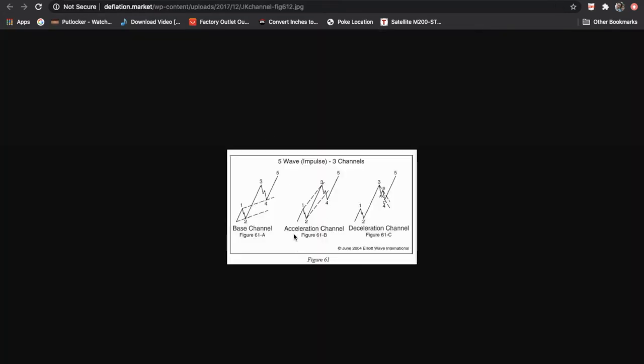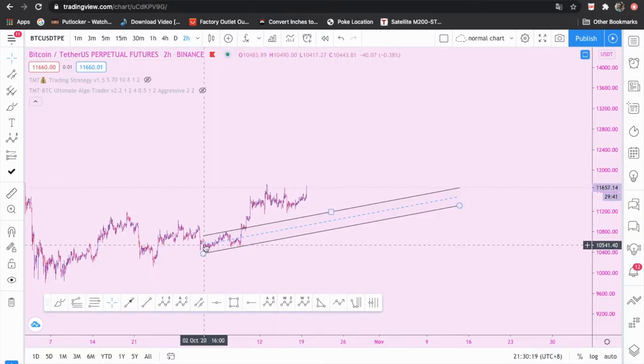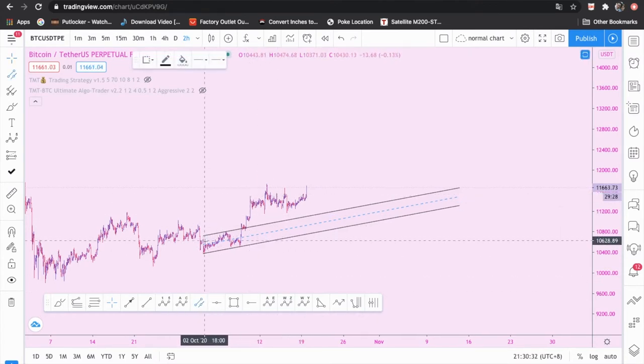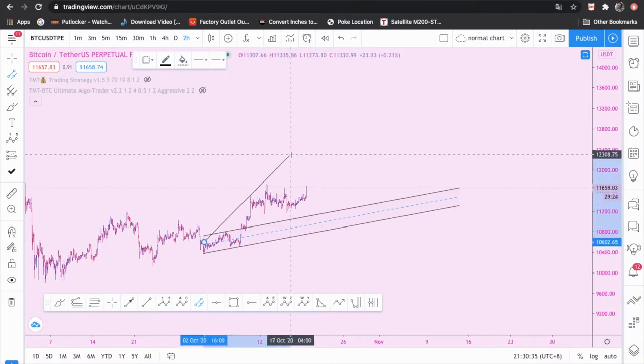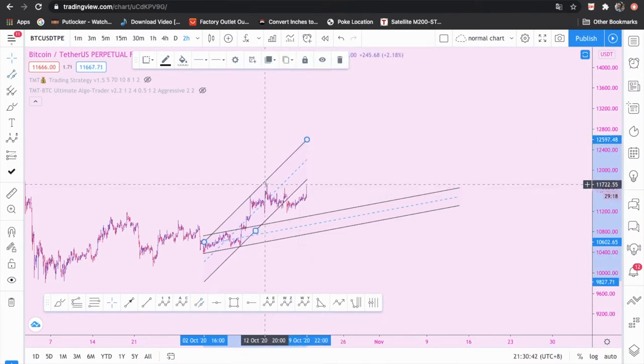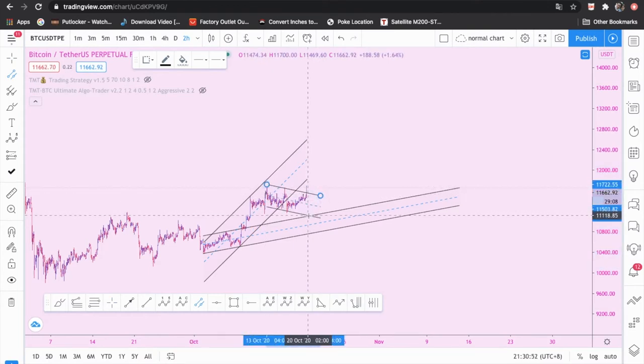Second, we pull the acceleration channel, which is from the first wave here to possibly the top, which is over here. So we pull it from here to here, right? That's what the textbook says. And notice it broke down. So this could be a fourth wave, which means the third wave is done. If we break down from this channel, it means the third wave is done.